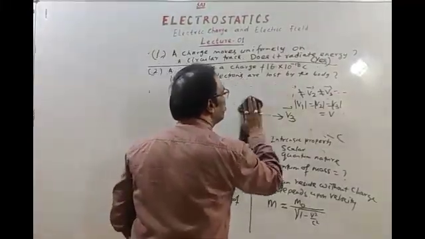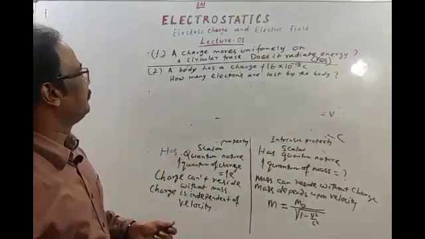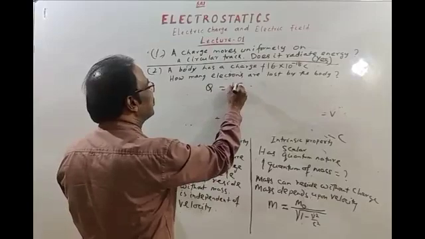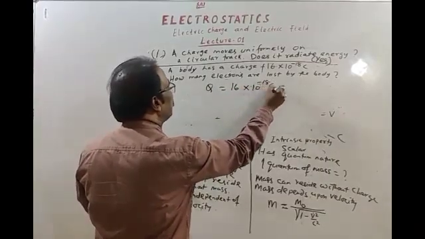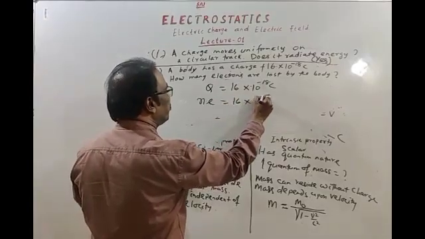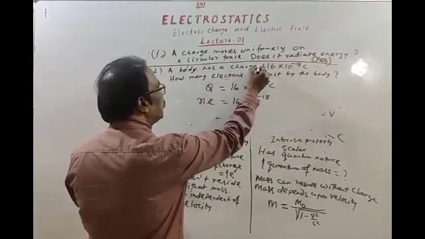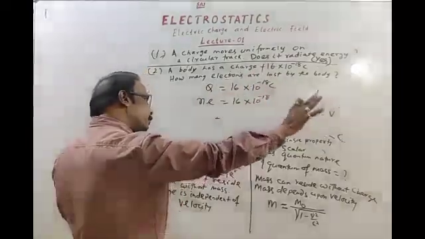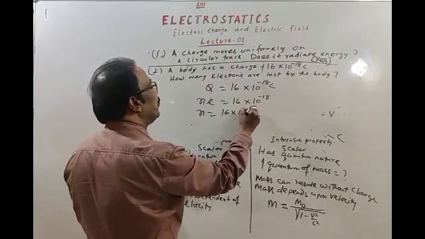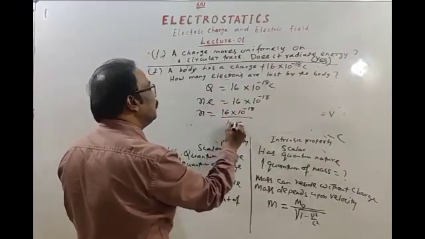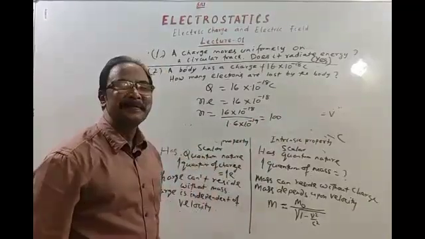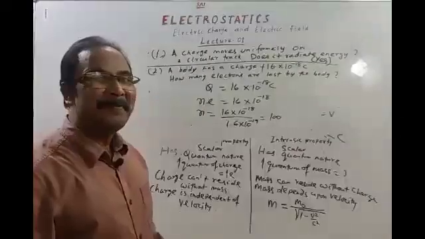Okay. Then question number 2. Very easy. The total charge of a body is 16 into 10 to the power minus 18 coulomb. Q is equal to 16 into 10 to the power minus 18 coulomb. The body has a positive charge, so electrons are transferred from the body. Number of electrons transferred is 16 into 10 to the power minus 18 divided by the charge of an electron, 1.6 into 10 to the power minus 19, and you will get 100. Okay. So this is the end of lecture 1.